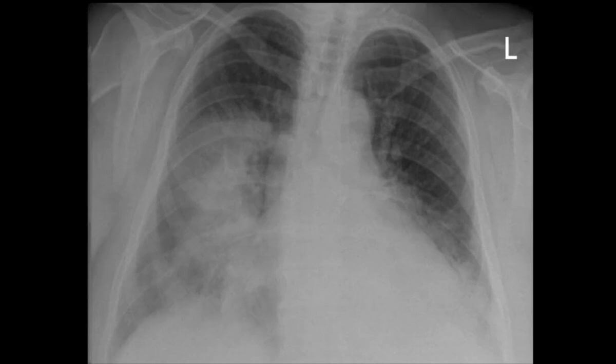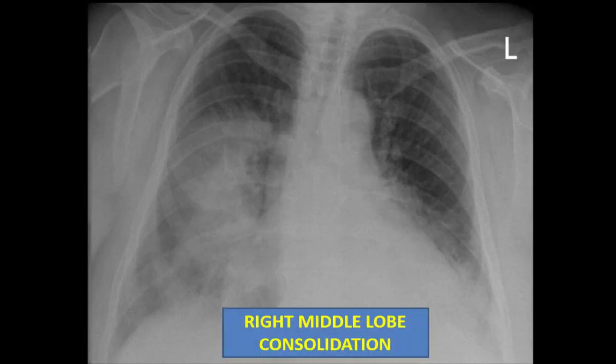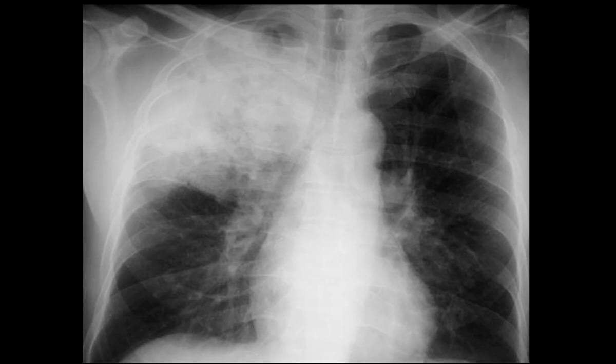What do you see here? There is consolidation of the right middle lobe. Right upper lobe. It could be collapsed, but you can see the trachea is lying in the midline. It is not getting shifted, so it's most likely right upper lobe consolidation.